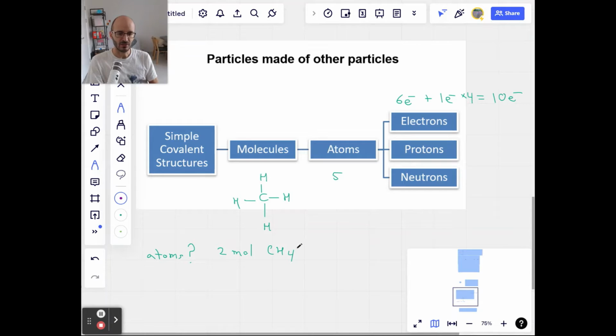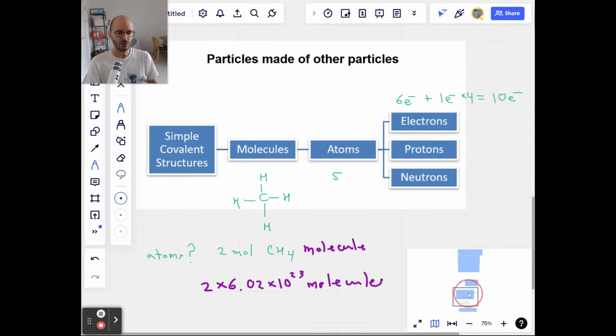If you have 2 moles of CH4, that's going to be 2 moles of molecules. And then what is a mole? A mole is a number. Which number? This one. 6.02 times 10 to the 23. So if you have 1 mole, you will have this number of molecules. But because you have 2 moles, then you have 2 times this.